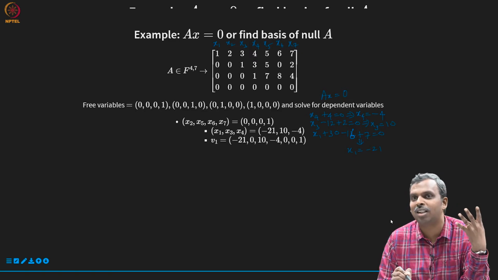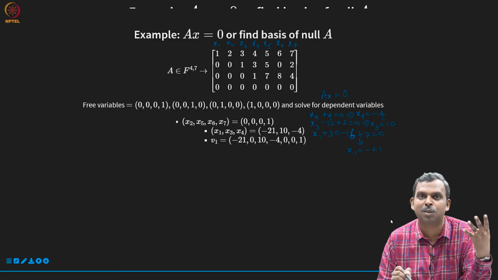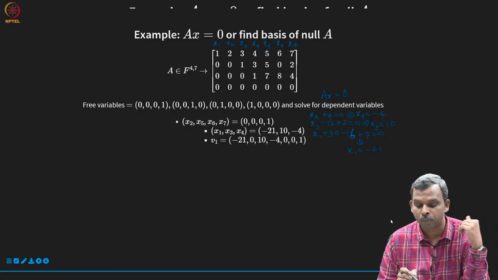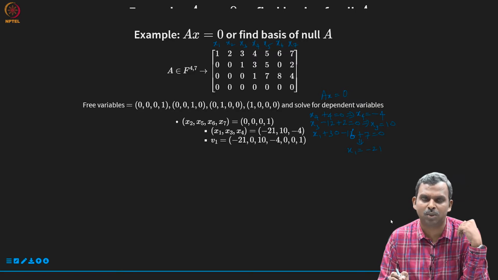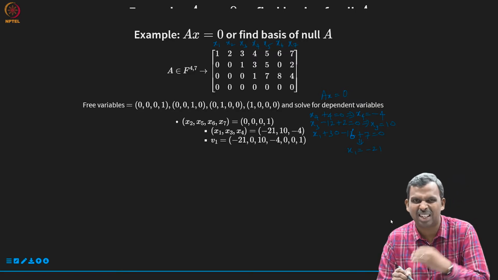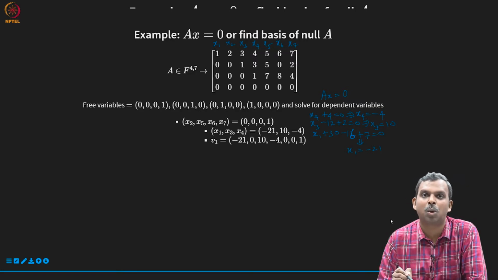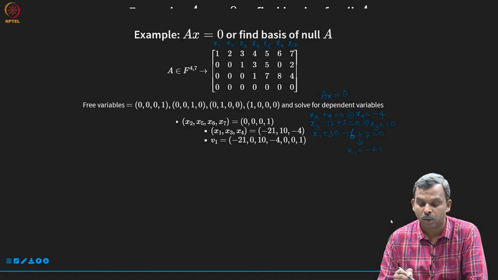If you find 4 linearly independent vectors in the null space, you're done. You know the dimension is 4. So I have found one vector in the null space. Why it's linearly independent, you'll quickly see, because of this 0, 0, 0, 1, it will become linearly independent. So likewise you proceed.